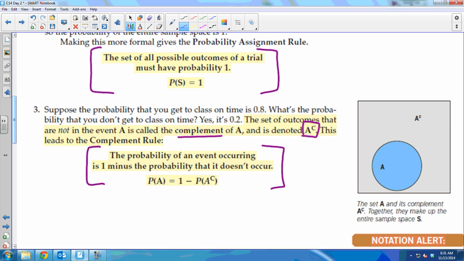Keep in mind that the event and its complement together make up the entire sample space. So this is a perfect picture of the complement. You have the possible outcome and then the outcome that's not happening in the gray area, so it makes up the entire sample space. There's nothing else going on.